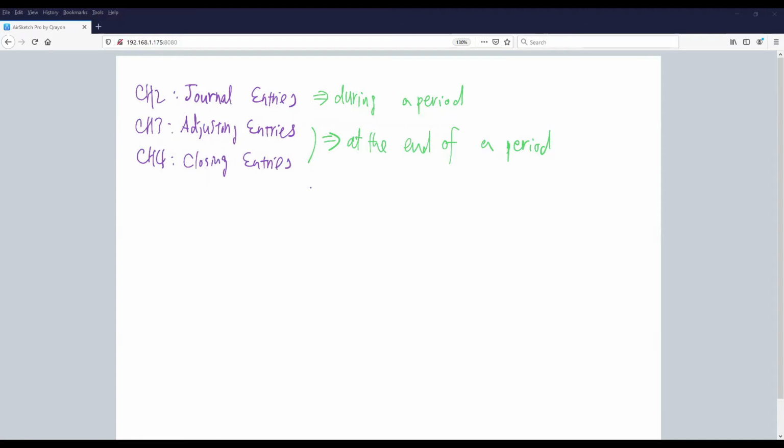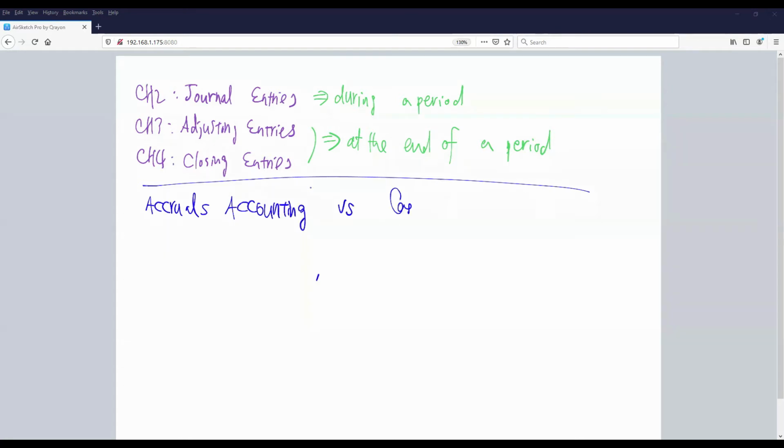Okay, then that said, what are adjusting entries? To talk about that, we need to understand accruals accounting versus cash basis accounting, or cash accounting in short. Then what's accruals accounting and cash accounting?